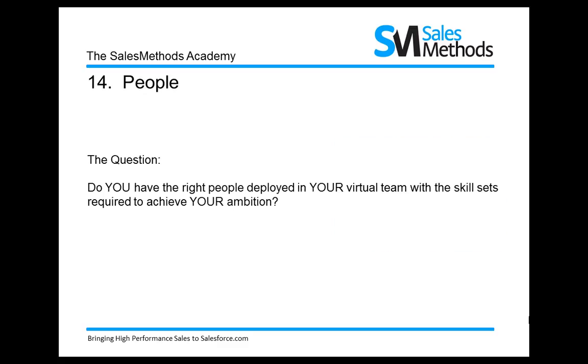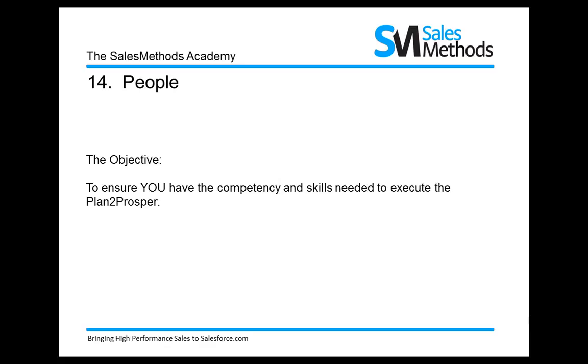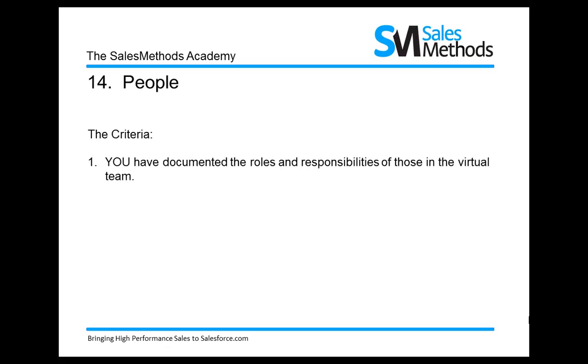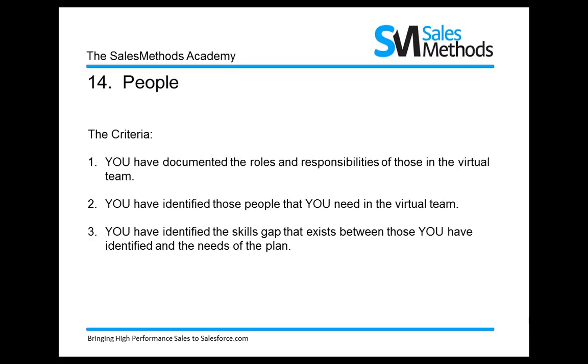The question: do you have the right people deployed in your virtual team with the skill sets required to achieve your ambition? The objective: to ensure you have the competency and skills needed to execute the Plan to Prosper. And the criteria: 1. You have documented the roles and responsibilities of those in the virtual team. 2. You have identified those people that you need in the virtual team. 3. You have identified the skills gap that exists between those you have identified and the needs of the plan. And 4. You have identified any training or recruitment needs.